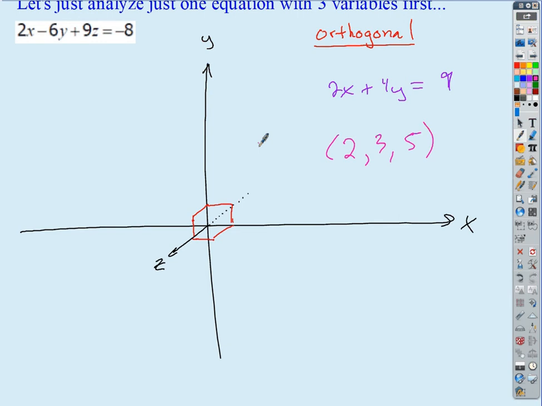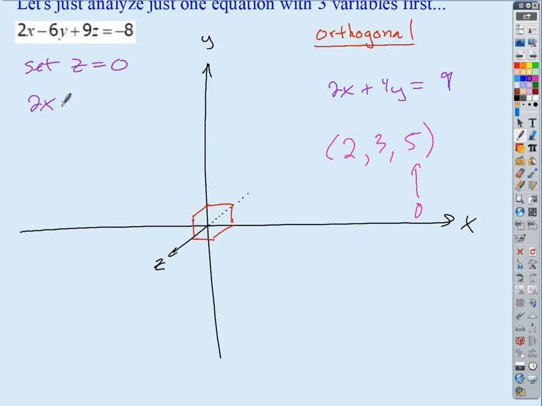So if I want to find the intersection of this three-dimensional thing with the xy plane, I just need to make the z coordinate 0, don't I? Because I want to stay on the board. I don't want to go out of the board or into the board, right? You get the idea? Okay, so if I said z equal to 0, what do I get?